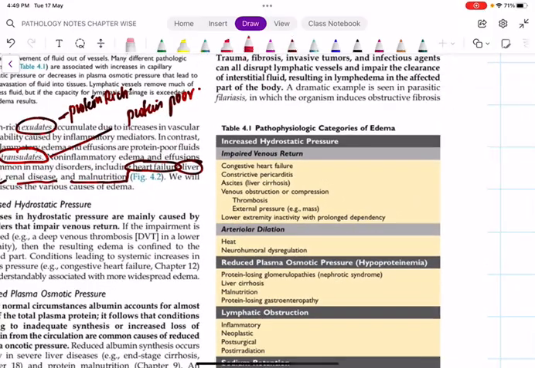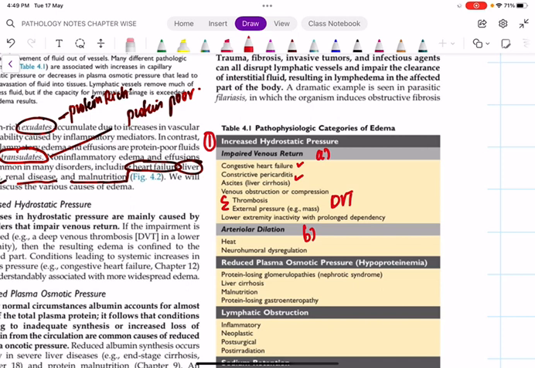Number one cause, children, is increased hydrostatic pressure, which is because of either impaired venous return or arteriolar dilation. Okay, this is one, in that you have A and B. A is impaired venous return in case of congestive heart failure, constrictive pericarditis, liver cirrhosis, in case of thrombosis, DVT, deep vein thrombosis.